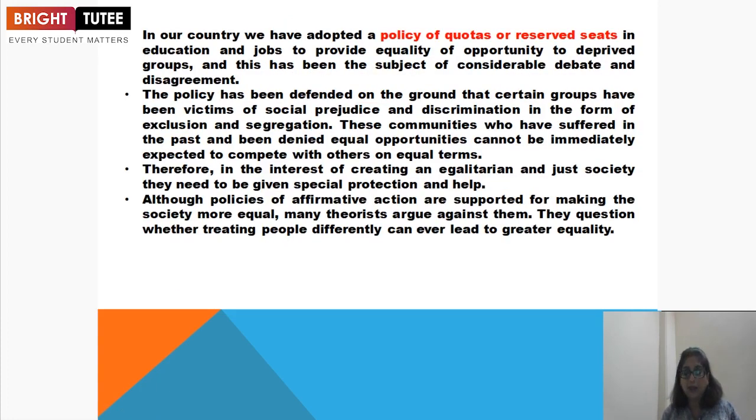In our country, we have a policy of quotas or reserved seats in education and jobs to provide for equality of opportunity. Why is this quota system given? For equality of opportunity to deprived groups, and this has been the subject of considerable debate and disagreement.